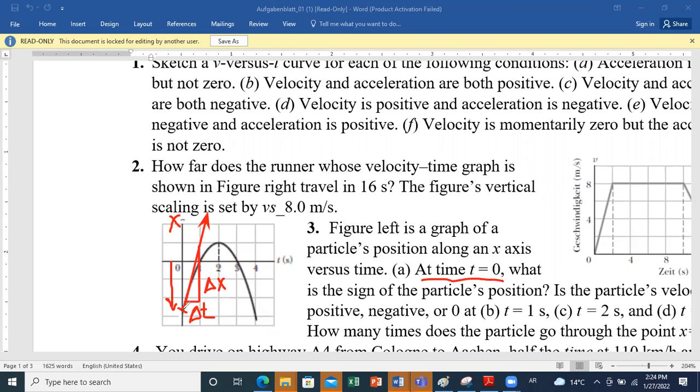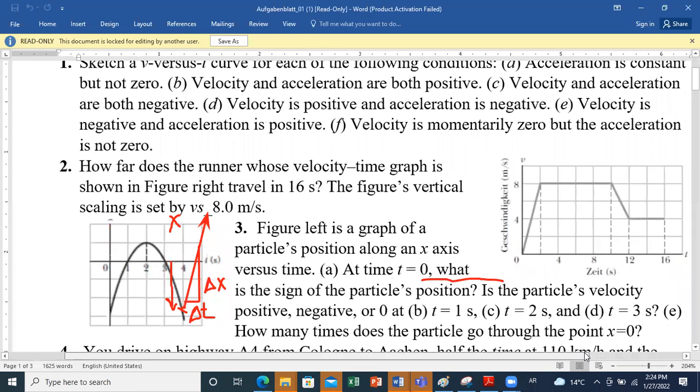Okay. Now, they are asking for the sign of velocity at different times. So we want to know if the velocity is positive or negative at times 0, 1, 2, and 3 seconds. And we want to know how many times the particle will go through x equals 0.